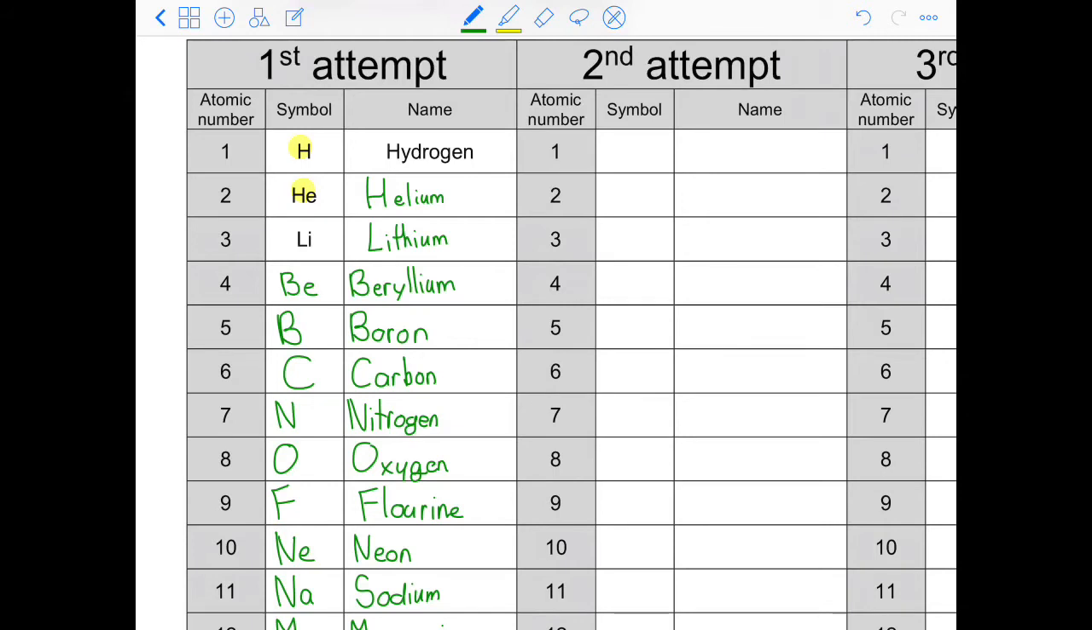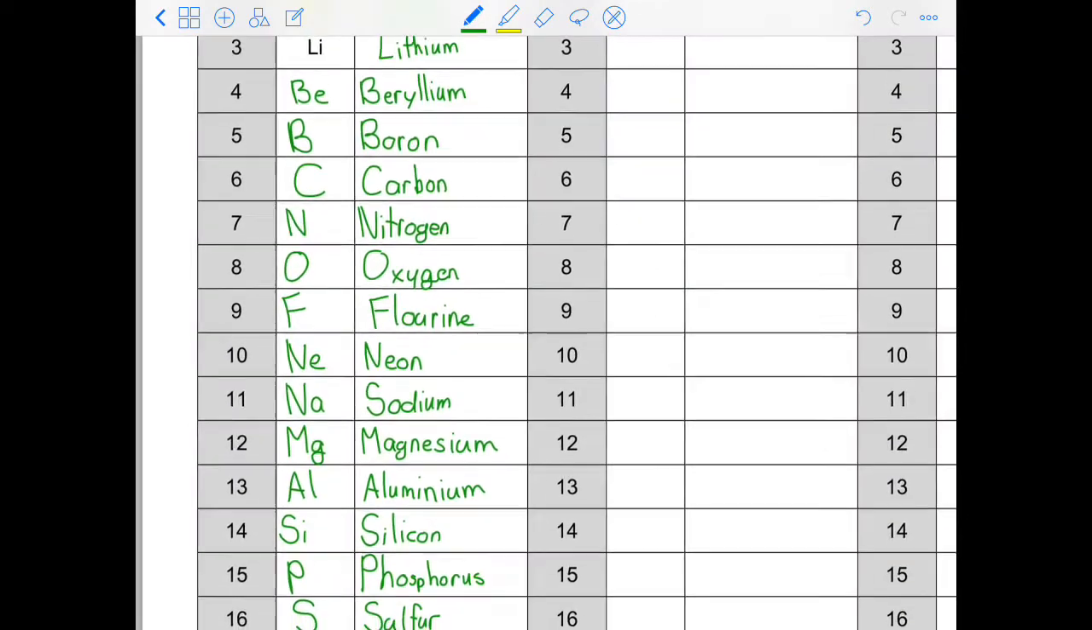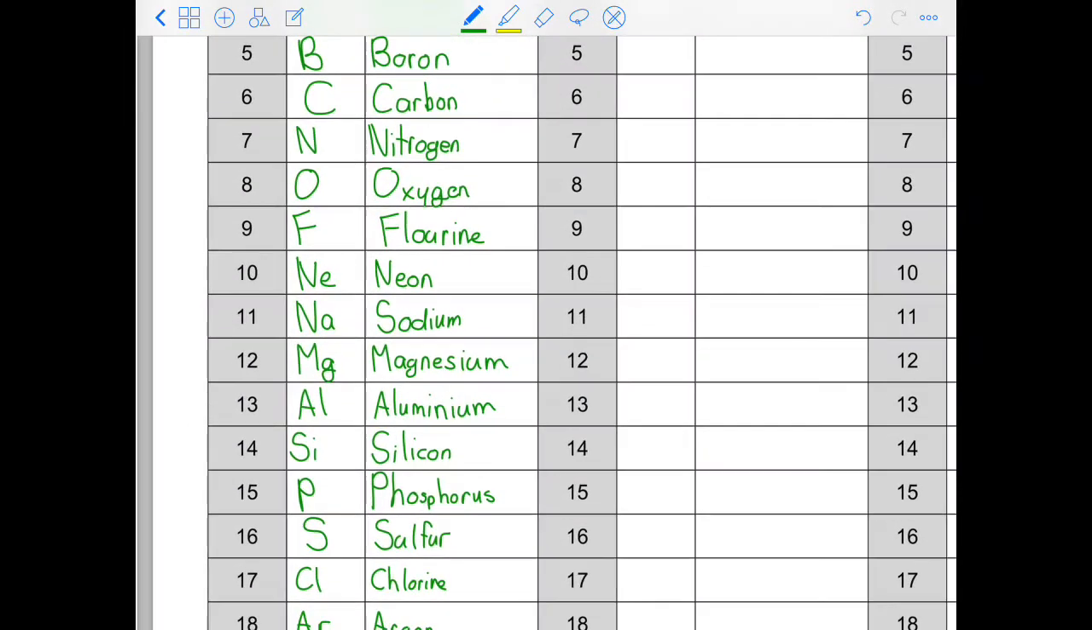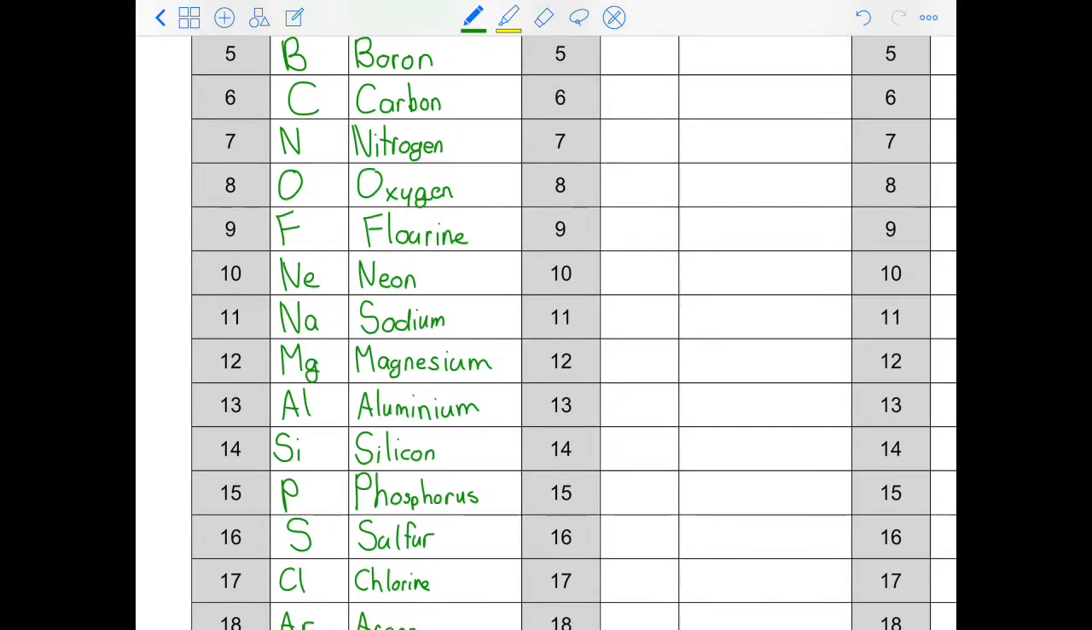All right, so the first one, the symbol is a capital H and the name is hydrogen. Number 2 is helium, He. Number 3, lithium, Li. Number 4, beryllium, Be. Boron, carbon, nitrogen, oxygen, fluorine, neon, sodium, magnesium, aluminum, silicon, phosphorus, sulfur.